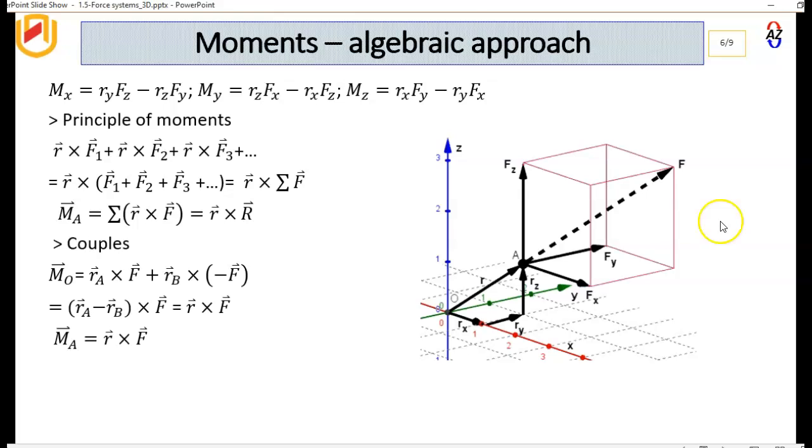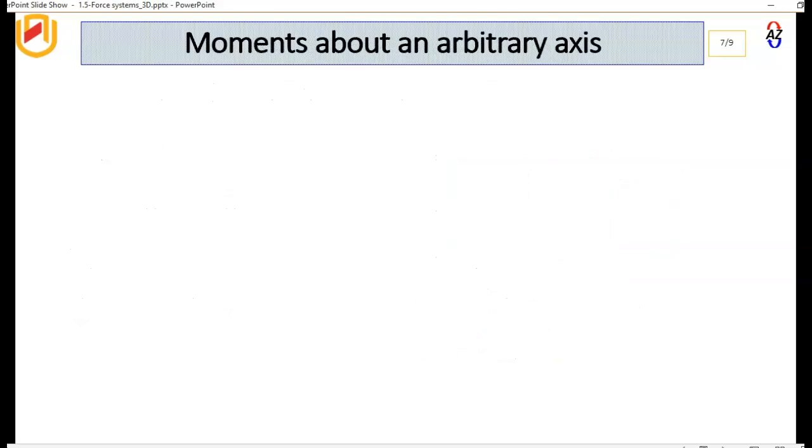Couples in 3D are treated in the same way. Moment about O is RA cross F plus RB cross minus F. And this gives us RA minus RB cross F. Now RA minus RB is simply R, so this is R cross F. So the definition will be the same as what we see in 2 dimensions.